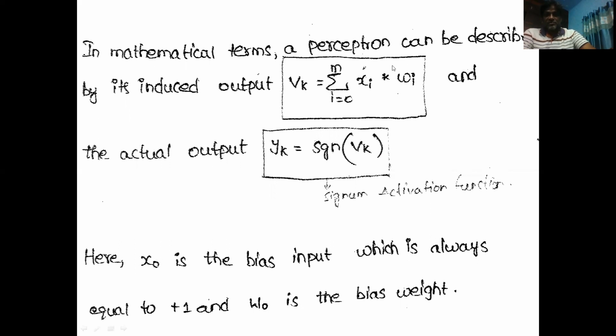If you observe this formula, W0 and X0 are also included. X0 is always going to be 1, and W0 acts as the bias weight. So bias is not separately taken, it is included as W0, and X0 acts as 1.